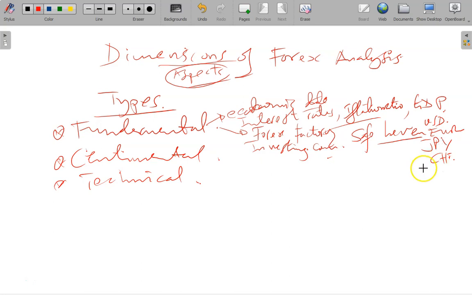So most people decide to invest in those safe haven currencies if they think their fundamental analysis provides information about weakening of the economy of a particular country. So that's all. You can make a decision on that.